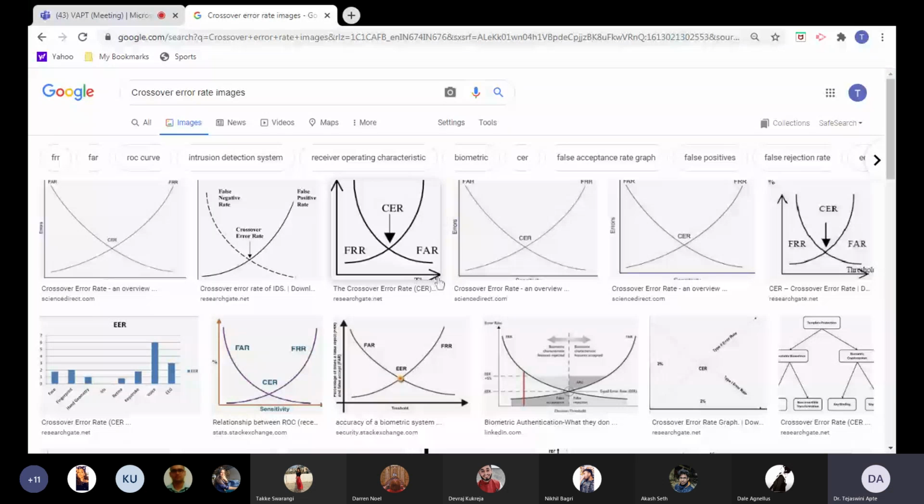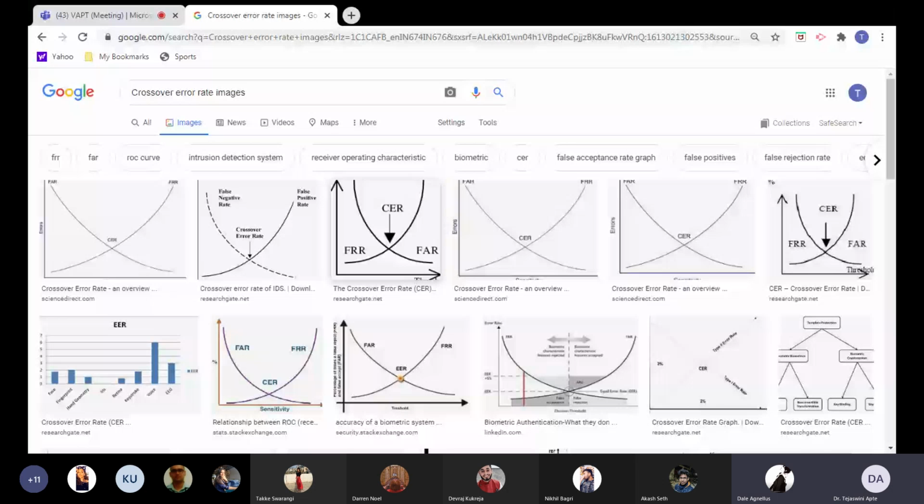So now you can see the false rejection rate and the false acceptance rate. Somewhere there is a cross intersection where they both cross each other. The lower the CER you have, the better the accuracy of that particular biometric system is going to be.